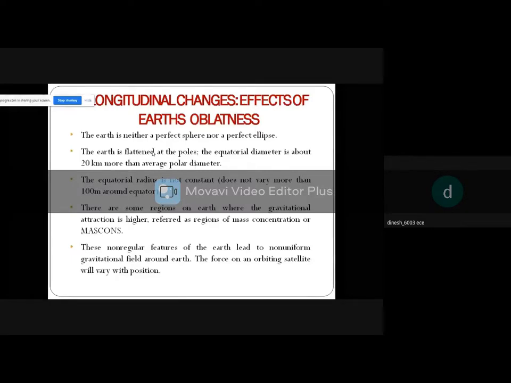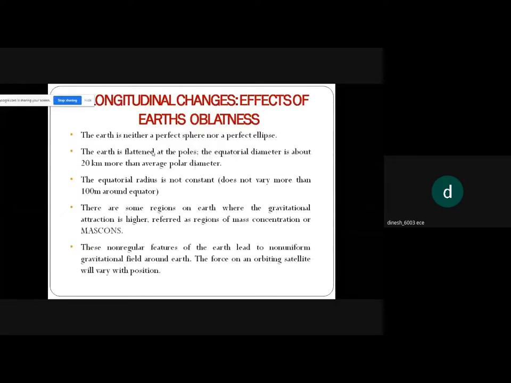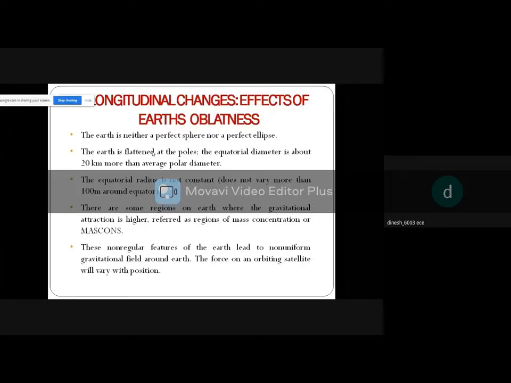And the equatorial radius is not a constant. The radius of the equatorial plane would not be a constant, although it does not vary more than 100 meters around the equator. So at different points of the Earth sphere, it differs. It is not at all a perfect sphere. So this gives rise to a condition called obliqueness.